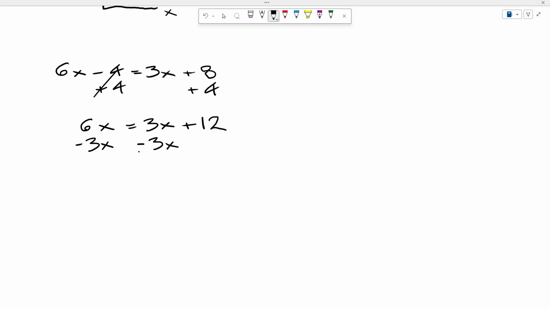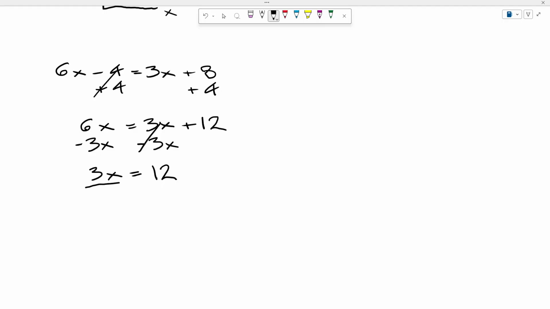And then, of course, this will cancel out, 3 minus 3, so that zeroes out. So now we have 6x minus 3x, so that's 3x equal to, and then we just now have 12 left over here. And then our final step, because essentially what we started with was combining the like terms, so now we just need to finish isolating x.